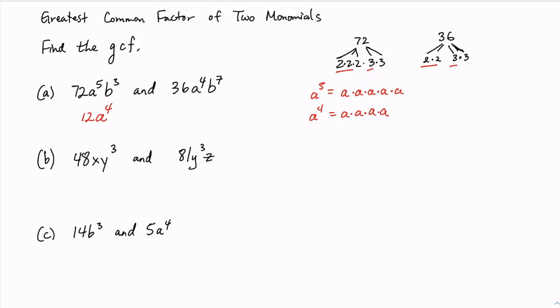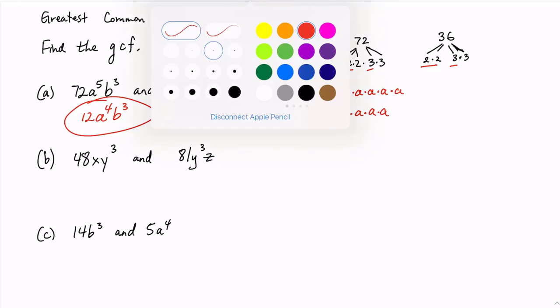How about b to the third and b to the seventh? Well, then they have b to the third in common, and then you're done. Okay? All right. It's really not that bad.